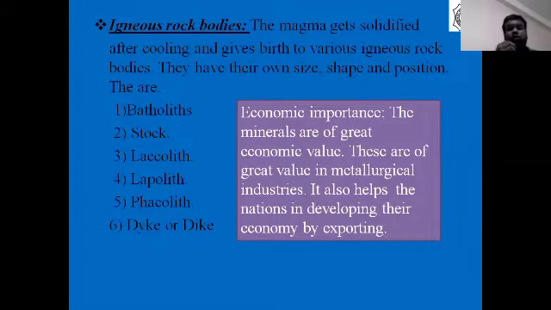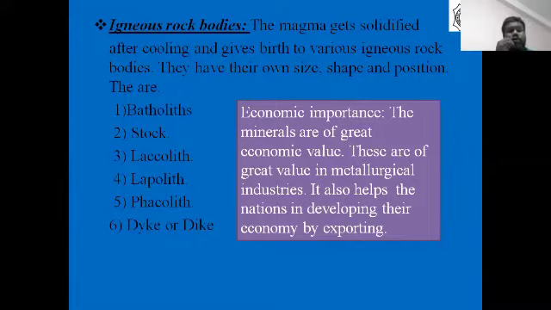Number two, stock. A batholith of smaller size is called a stock. A stock is often less than 100 square kilometers in area. It has a dome-shaped surface and its remaining characteristics are more or less the same as those of a batholith.